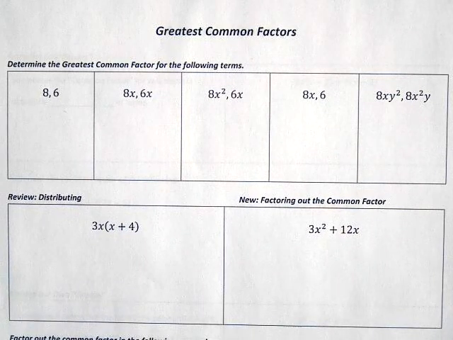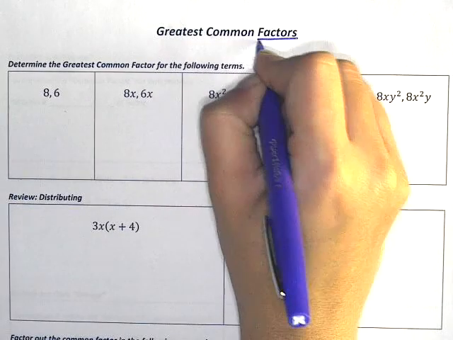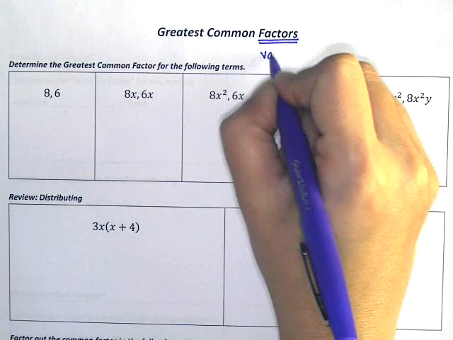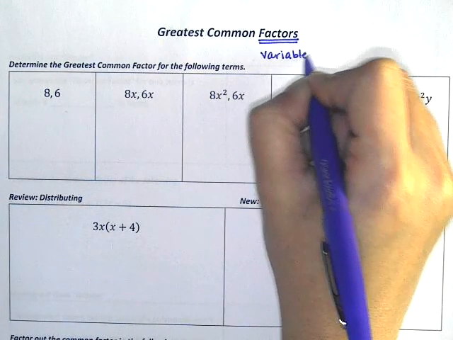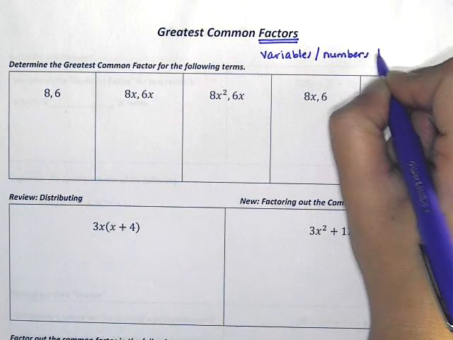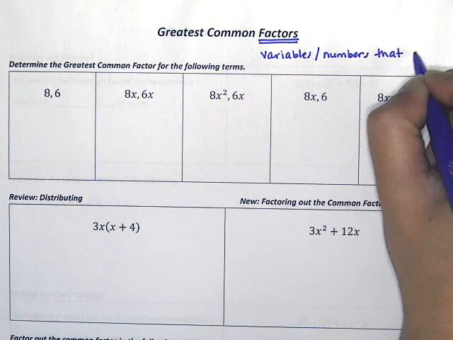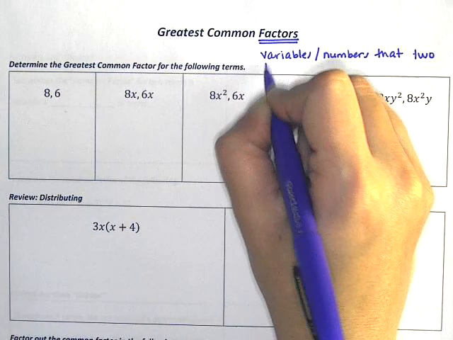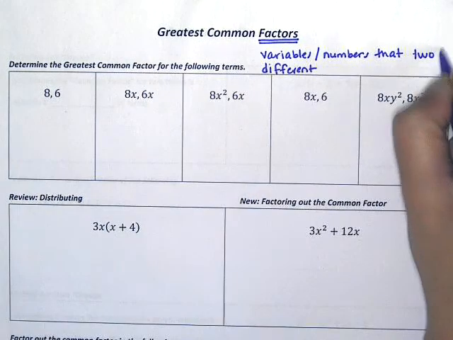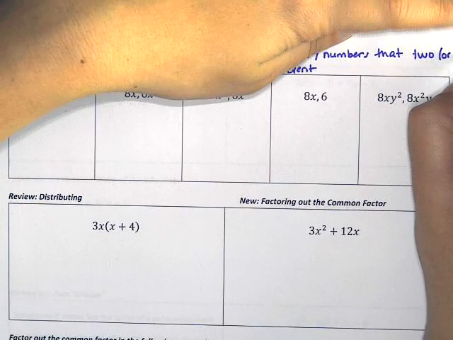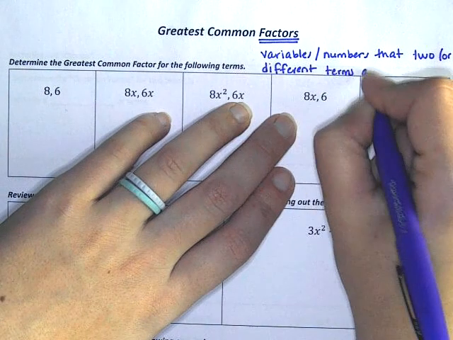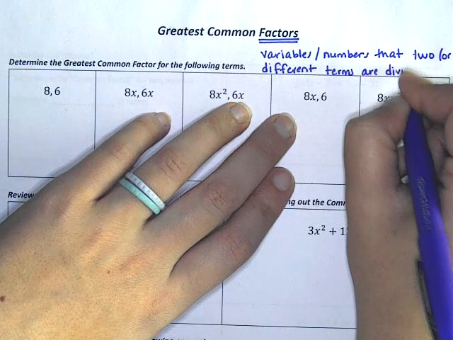So greatest common factors are variables or numbers that two different terms, I guess it could be two or more, are divisible by.